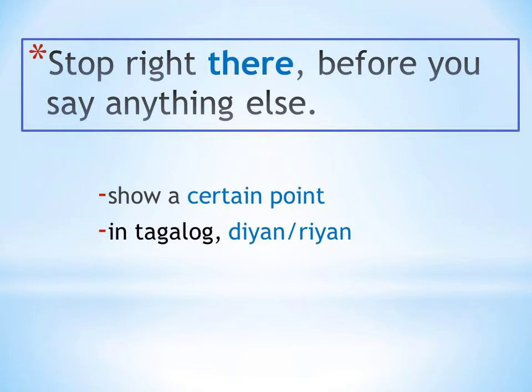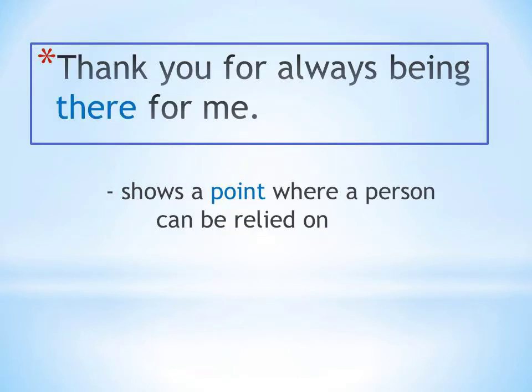Another is, stop right there before you say anything else. There in this sentence is used to show a certain point. In Tagalog, this is diyan o riyan. Thank you for always being there for me. Again, there is used to show a point where a person can be relied on. In Tagalog, nariyan. Salamat at lagi kang nariyan para sa akin.